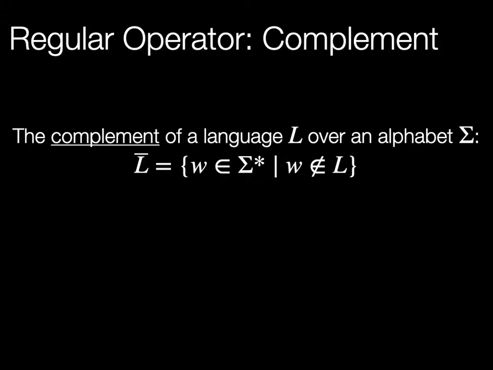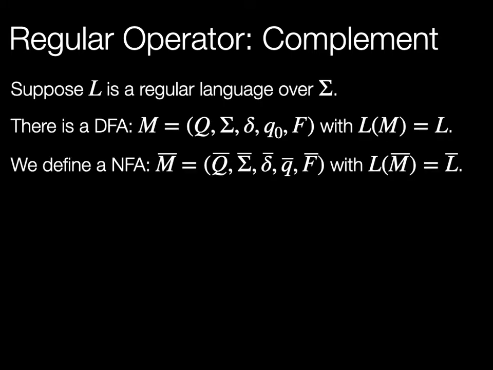Since every language over an alphabet is a subset of the Kleene star of the alphabet, the Kleene star is the universal set. Thus, the complement of a language is every word in the Kleene star of its alphabet, here sigma, that's not in L. Now we show that when L is regular, its complement is as well. Suppose we have a regular language L over an alphabet sigma. Then this implies that there is a DFA M that accepts L. We will then build an NFA that accepts the complement of L using the DFA M.